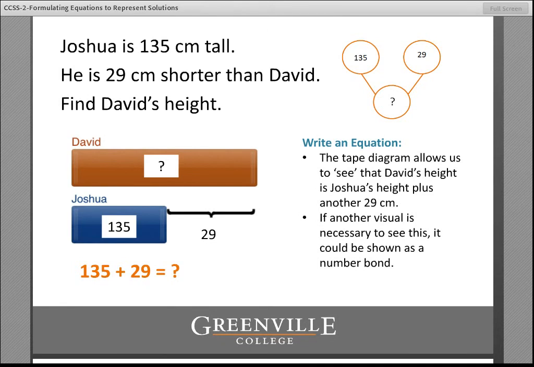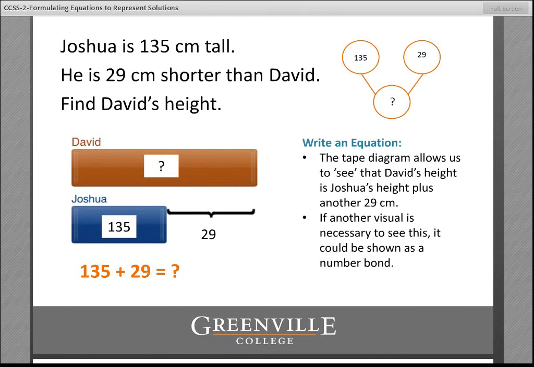Although you wouldn't have to use a number bond in addition to a tape diagram for a problem, if you're really working with students on trying to see addition as two parts with an unknown whole makes an addition problem, then you might want to choose to show a number bond here to illustrate that point.